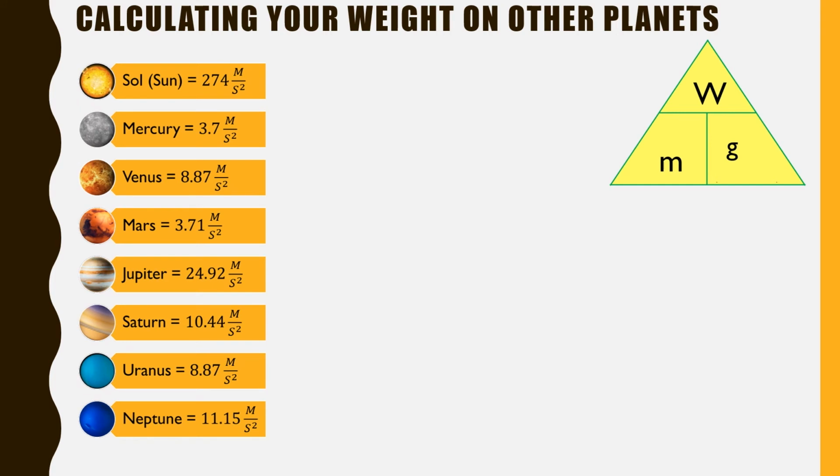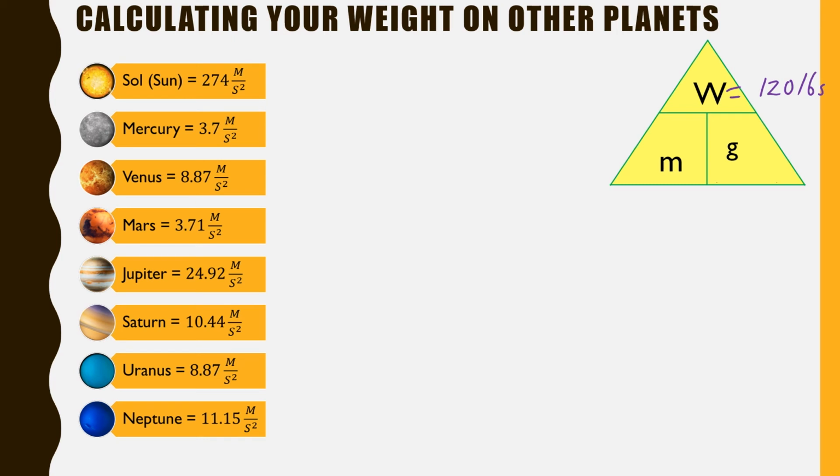All right, so now let's figure out how we can calculate our weight on other planets. I'm going to do a couple of these with you, with an example, and then I want you to do it on your own. This is actually really fun to do. So we're going to start off with your weight in pounds. I'm just going to make up a weight for the simplicity of this. We're going to say the weight of our person is 120 pounds.